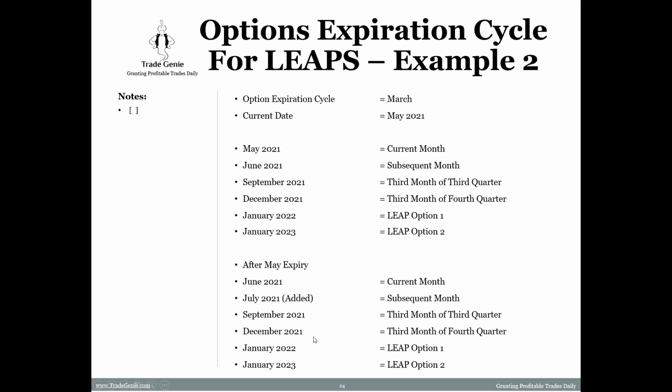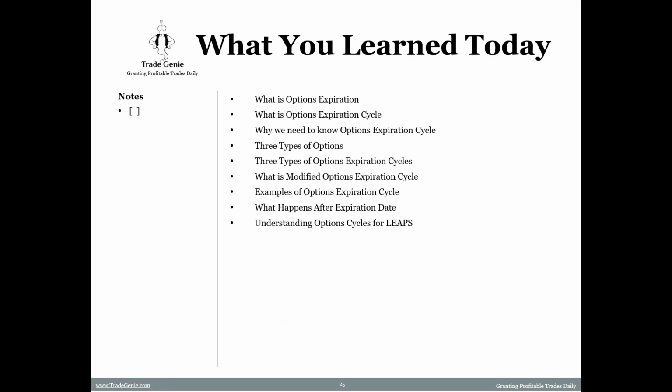Another example I gave you is if the option expiration cycle is March and the current date is May. After the May expiry, we will have June as the current month. July will be added as another one. September and December were already there. January 2022 and January 2023 were there. So this month is added right after June. So instead of January, a month got added. Knowing these will help us in trading.